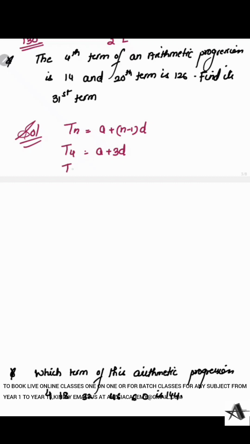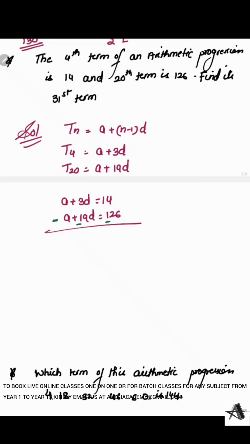Similarly, how can I calculate the 20th term? It will be a plus (20 minus 1), 19d. Their values are also given. So the fourth term is given as 14 and the 20th term is given as 126. It's a simultaneous equation and the coefficient of a is already the same, so just subtract.